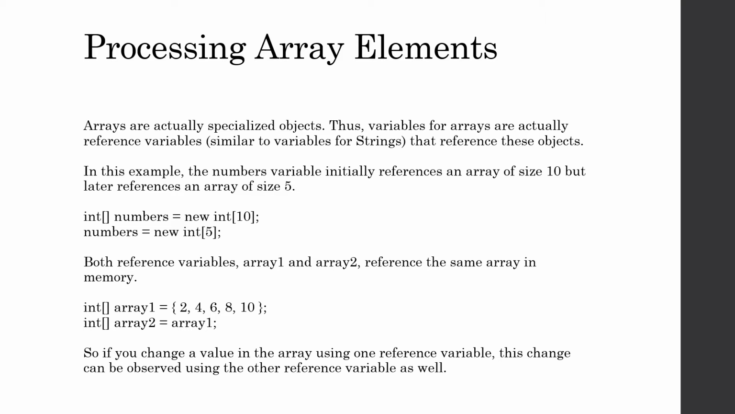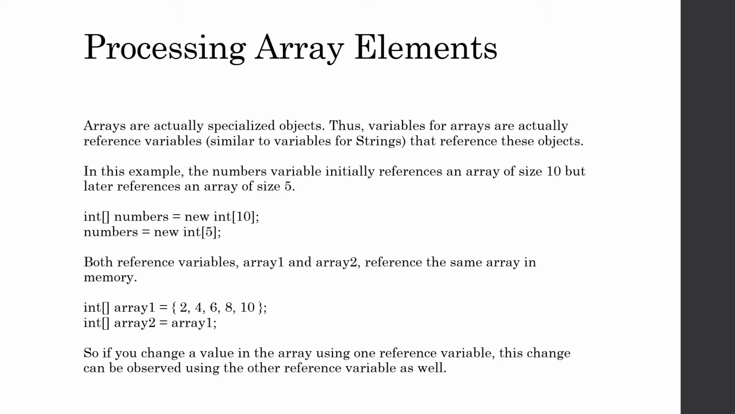So whenever we do something like new int size 10, we then change that to say new int size 5. Essentially what's going to happen is numbers will change what it references. So essentially it will point to one array somewhere else in memory, and then later it will point to a different array somewhere else in memory.